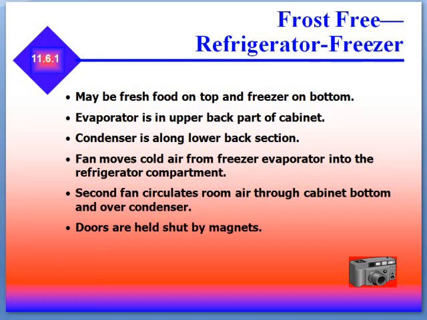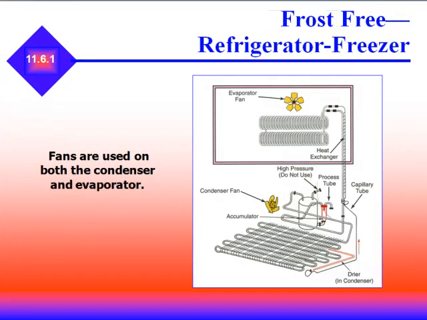Another type of refrigerator is the frost-free refrigerator and freezer. It may be fresh food on top, freezer on the bottom. Evaporators are in the upper back part of the cabinet, and the condensers along the back section. The fan moves the cold air from the freezer evaporator into the refrigerator compartment. A second fan circulates room air through the cabinet bottom and over the condenser. The doors are held shut by magnets. This is an example of the frost-free refrigerator.